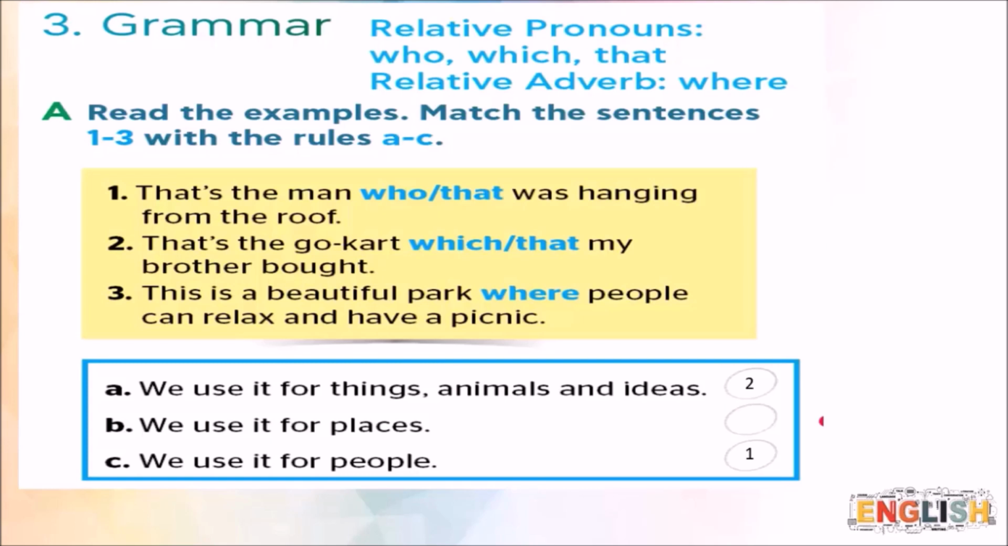Number 3, this is a beautiful park where people can relax and have a picnic. So here we talk about a park. So it means it's a place. So the answer is B.